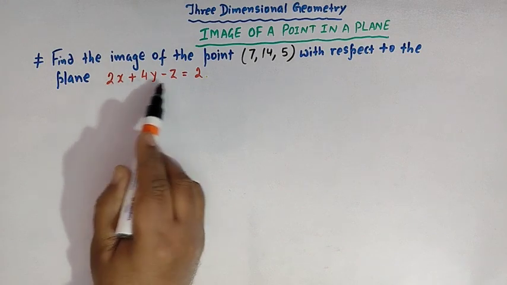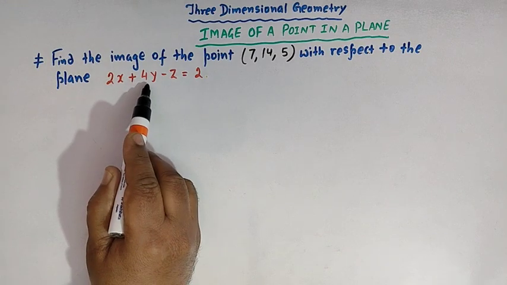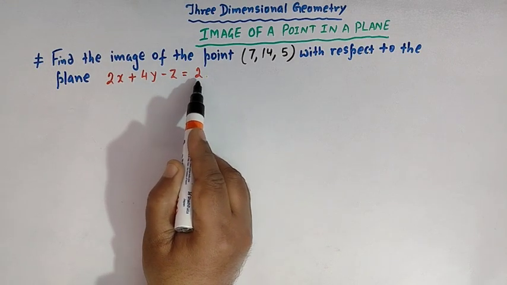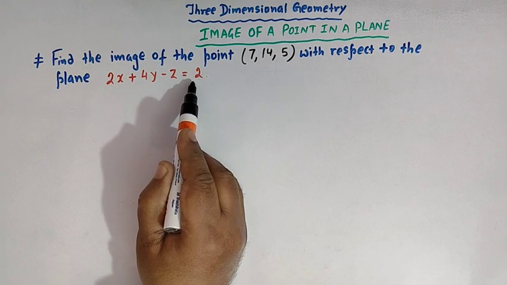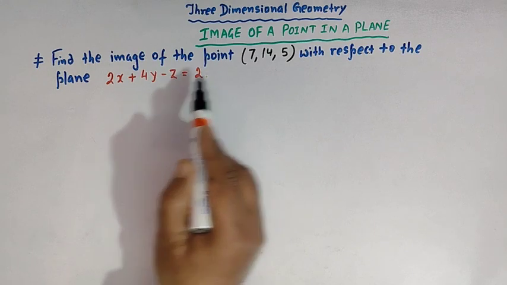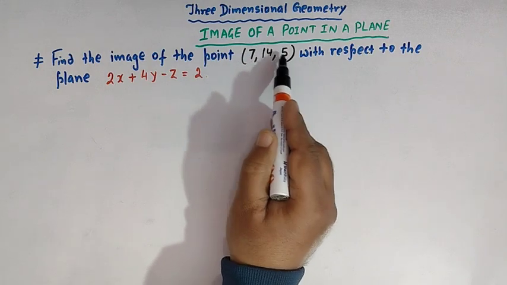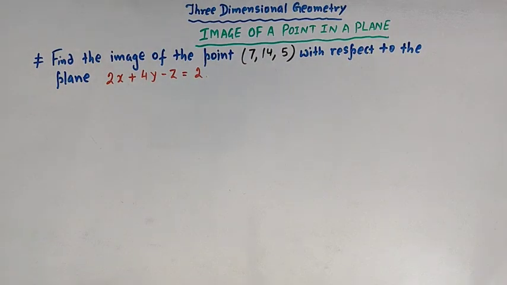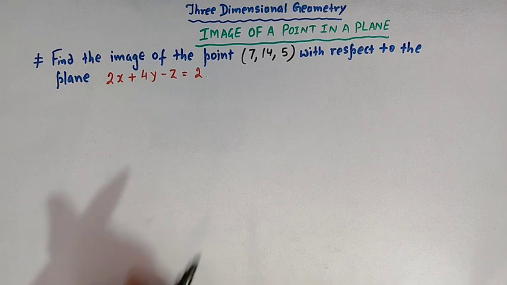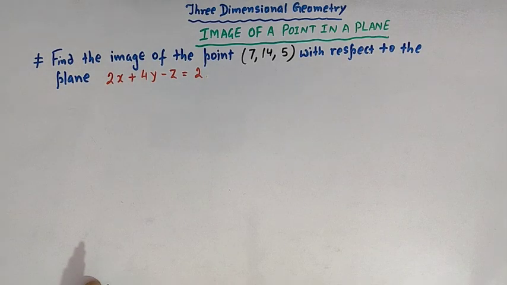Here we are given the equation of the plane as 2x + 4y - z = 2, and this is the Cartesian equation of the plane. We have to find the image of this point with respect to this plane. So let us start, and let us first draw a rough diagram of this problem.